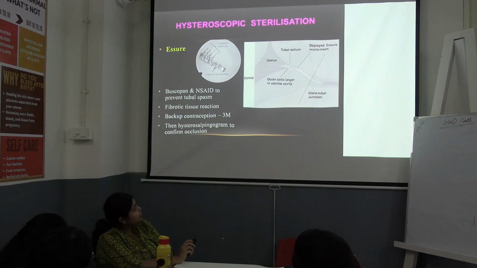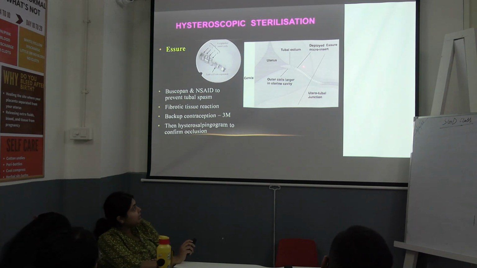As a result, the outer coil is larger in the uterine cavity, and see, it is at the uterotubal junction. It blocks this entire passage. This is a foreign body, made up of titanium and nickel. It produces a foreign body reaction. As a result, there is inflammation, and these tubes get blocked. See, this is a fibrotic tissue reaction.